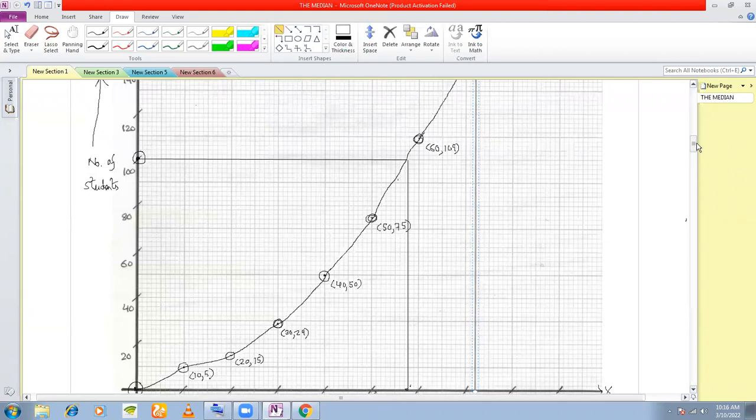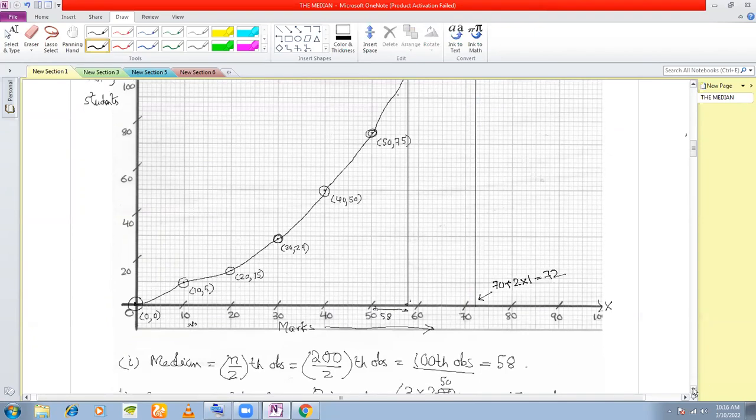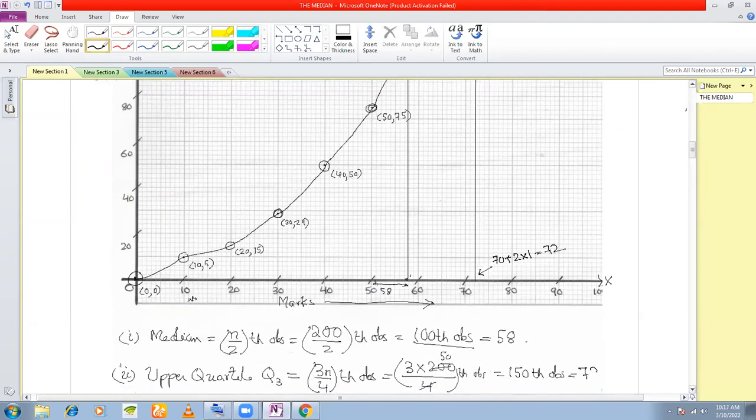Yes. So if you see, how many divisions are we getting? Above 70, how many divisions? Approximately, I think there are 2 divisions. So this is 70 plus, and you have 2 divisions, right? And 1 division is 1 unit. So 2 into 1. So this is 72. So our upper quartile is 72. Just as in the case of median, we are doing the same thing here. Fine. Next question is lower quartile.